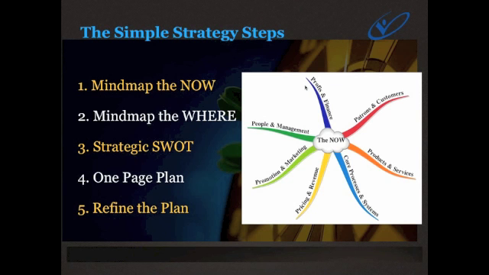Now remember, it's an aspirational thing. So it's a visionary thing. It's not where you think you're going to be, it's where you would like to be. Then we get you to use a tool called Strategic SWOT. I'll take you through that briefly in just a second. Once you've done your Strategic SWOT, summarize it in a one-page plan, and then you've got a quick and dirty plan. Convert that into action, start taking some actions, but then go back and refine your plan.